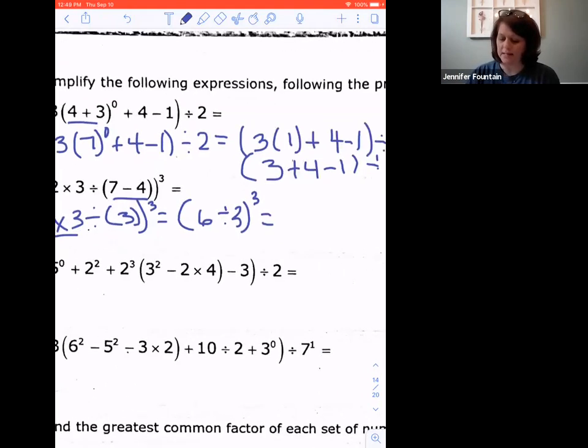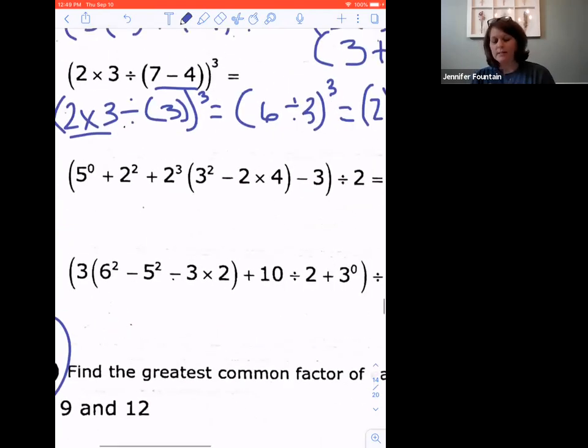6 divided by 3 is 9. Whoop. To the 3rd power. Not 9, good grief, 3. 6 divided by, no, not 3 either. What am I doing? I need a nap. 6 divided by 3 is 2. And 2 cubed, 2 times 2 is 4. 4 times 2 is 8. Any questions on that one? All righty.